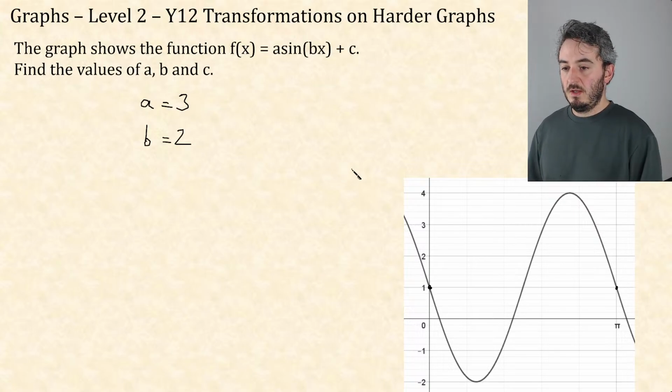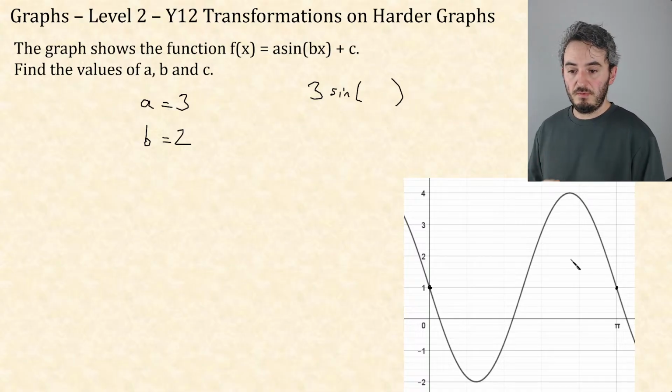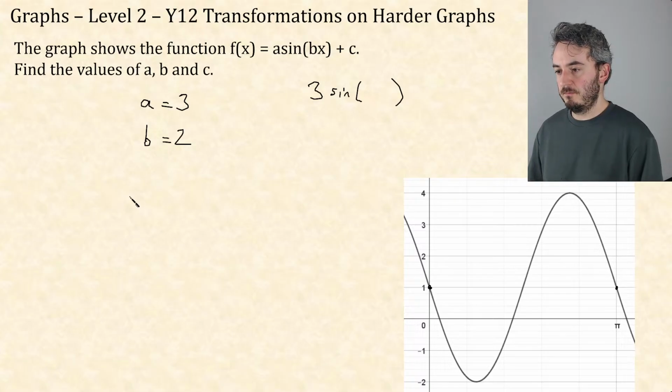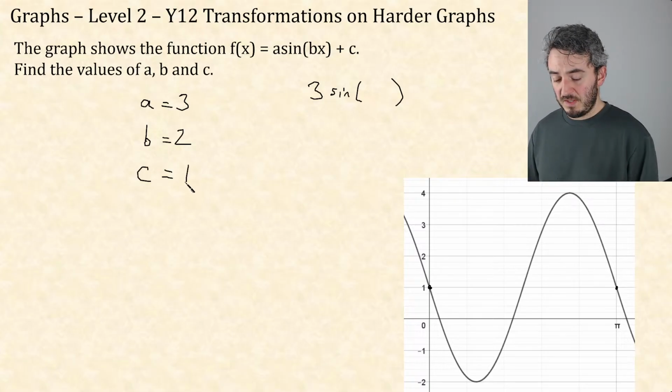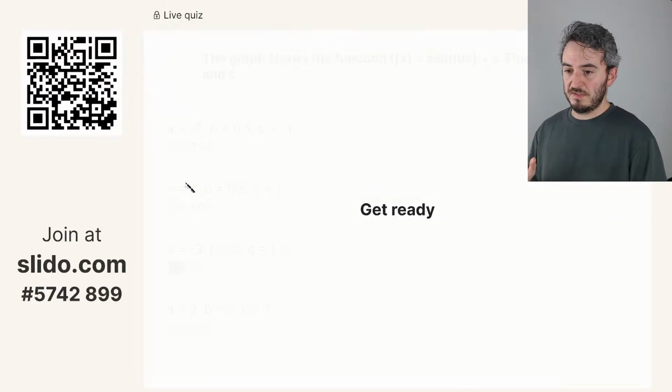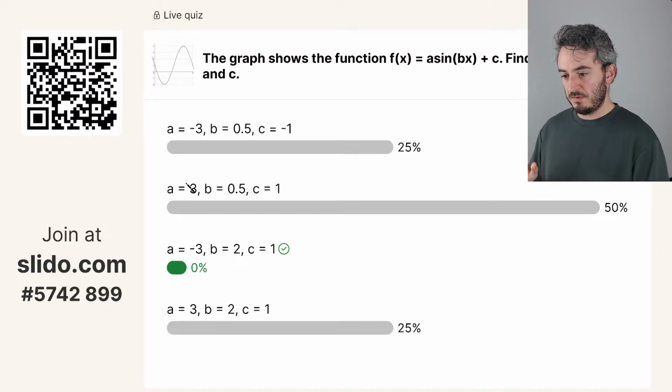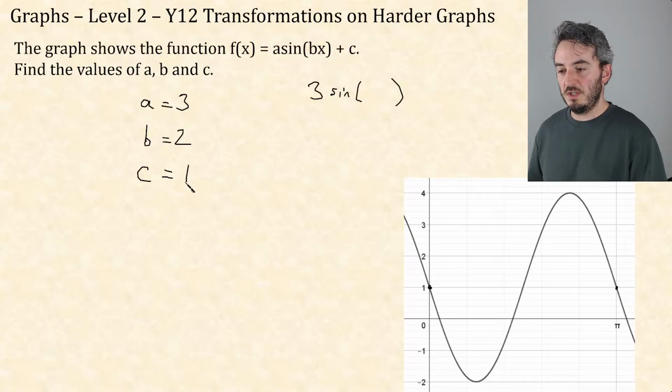Finally, the highest point of 3 sine of stuff would normally be 3, but it's 4 here. So that tells me that it's been shifted up by 1. So that seems to be the answer, but A equals 3, which some people put, but here's why that's not the answer.